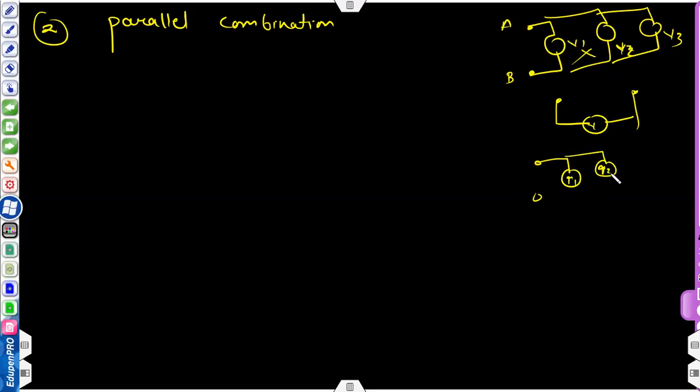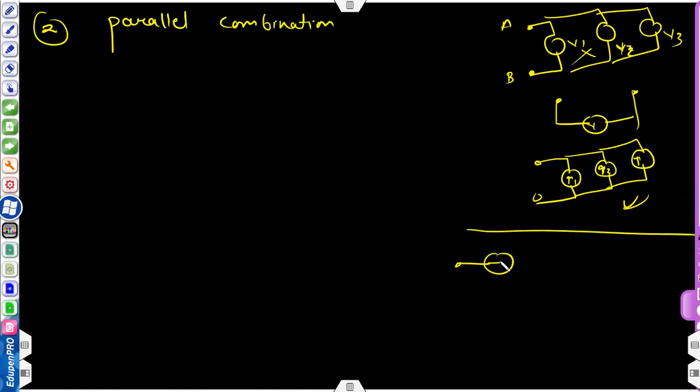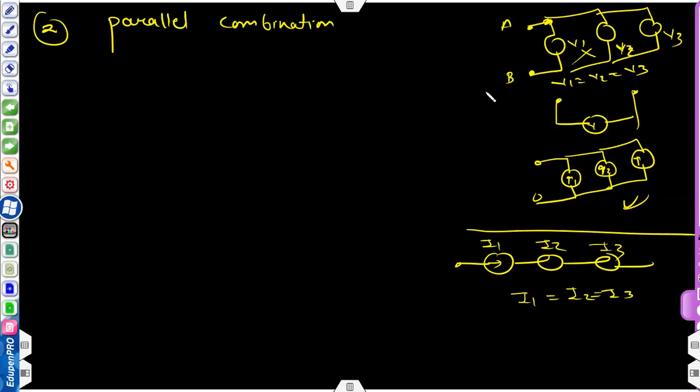N number of current sources can be connected in parallel, but n number of voltage sources cannot be connected in parallel. This is valid. Similarly, this is also invalid: I1, I2, I3. So this is a series. These three current sources are connected in series, so I1 should be equal to I2, should be equal to I3. So in this case, V1 should be equal to V2, should be equal to V3. Please do remember this.